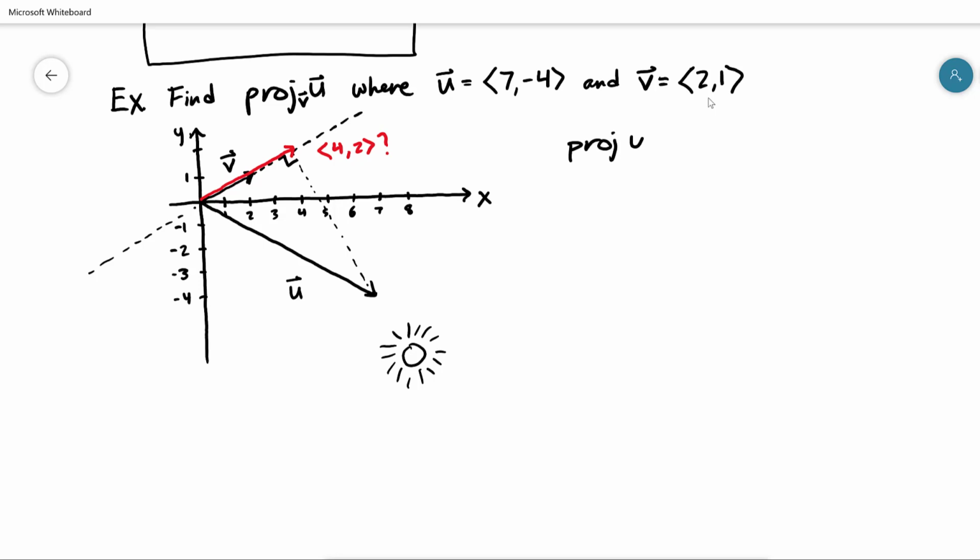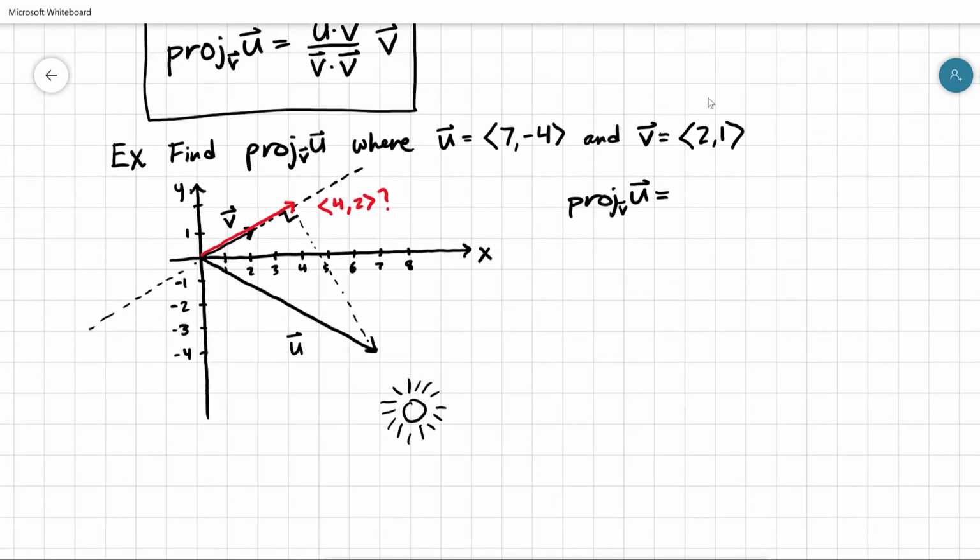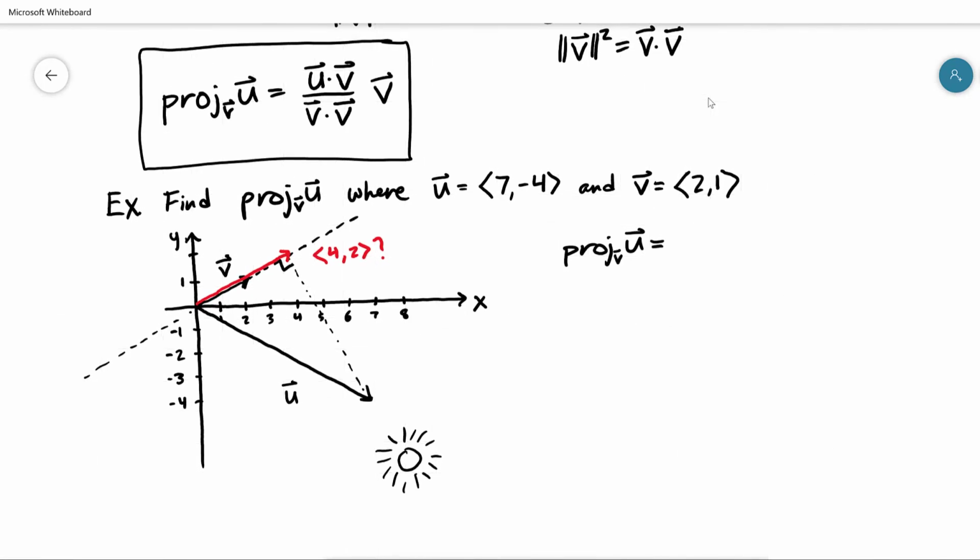So the projection of u onto v is, as we recall, let me get the formula in the frame. There we go. So I need to do u dotted with v. So 7, negative 4 dotted with 2, 1. Divide that by 2, 1 dotted with itself. All of that times the vector 2, 1. So again, this first part is just going to give me a big constant at the end of the day. So let's go ahead and see what we get.